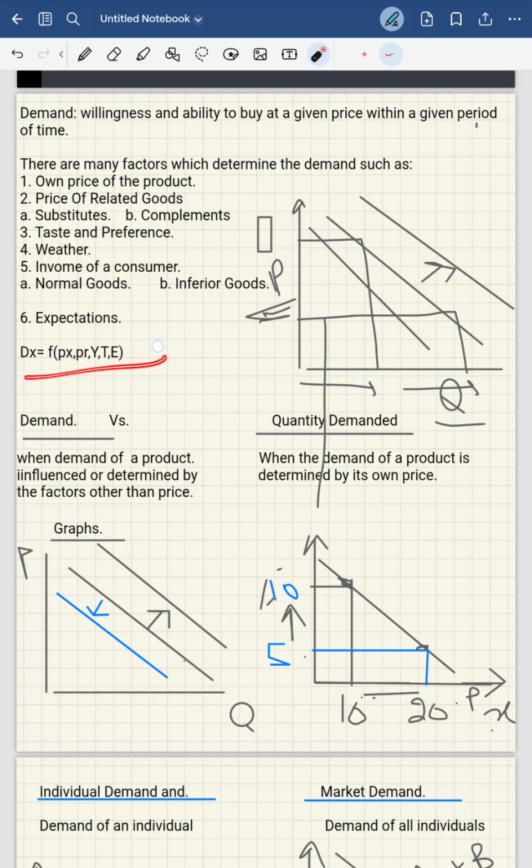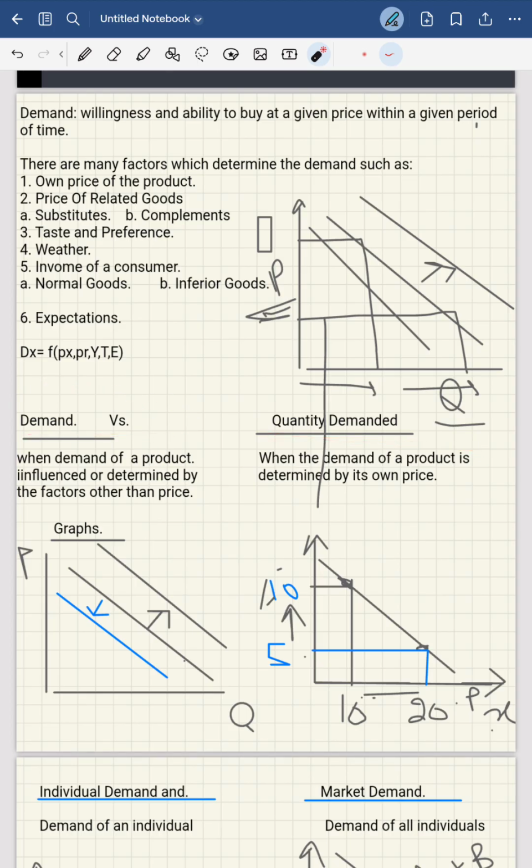So these are all factors which determine the demand of commodity X. Price of X, price of related goods, income of the consumer, taste and preference, expectation of future change in price. Now what is demand and quantity demanded?